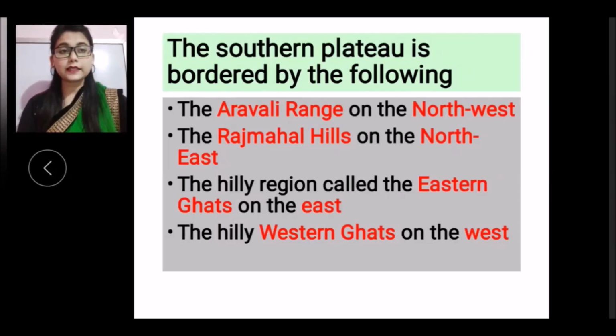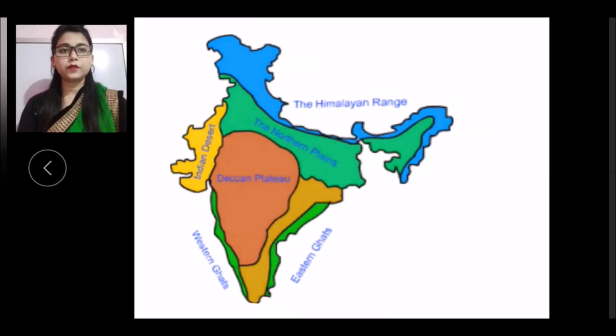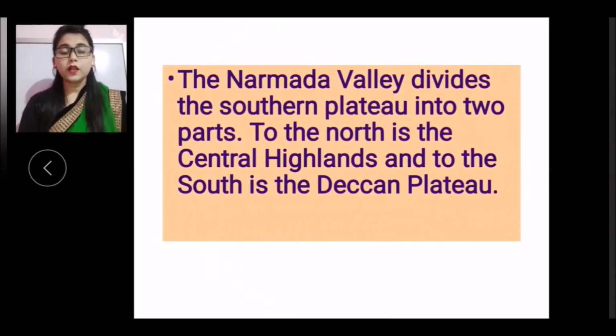Now let's see this in map. So here you can see I have shown you how much part is covered with the plateau. You can see the Western Ghats also here and the Eastern Ghats also. Here to the south part of Northern Plains, Deccan Plateau comes. Okay, now let's move further and talk about some more.